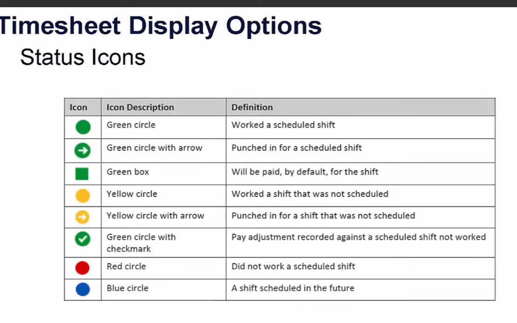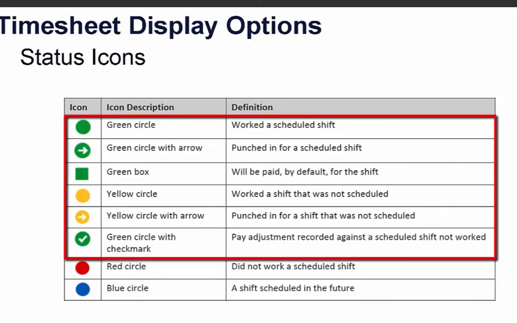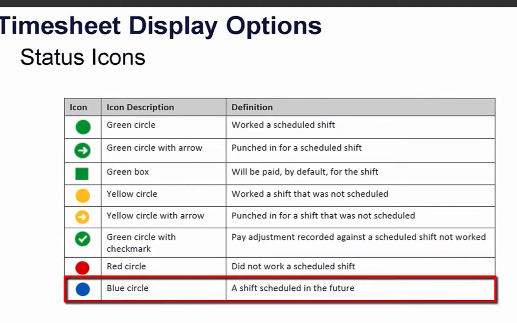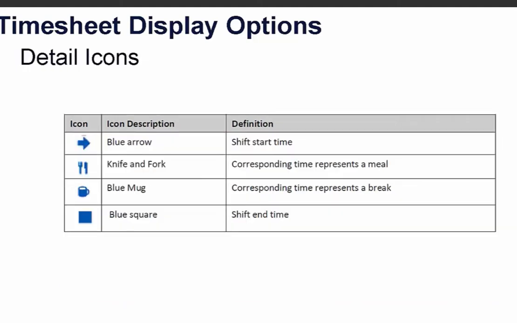The timesheet displays two types of icons within each cell: status icons and details icons. The status icon defines the status of the shift, such as whether the shift showed as worked, not worked, or scheduled in the future. The details icon represents the segment of time for the employee's shift. The blue arrow is the start of the shift. The knife and fork corresponding time represents a meal. Blue mug corresponding time represents a break. And the blue square is the shift end time.